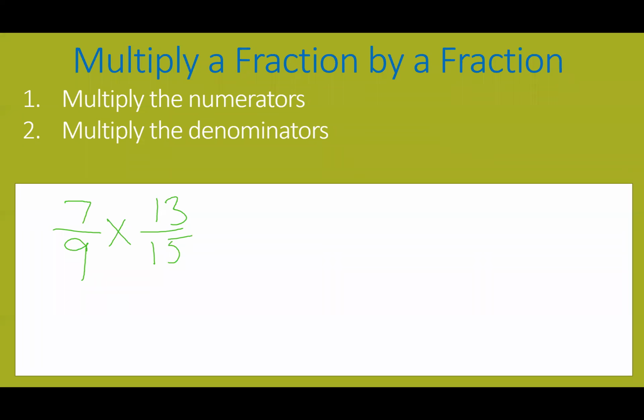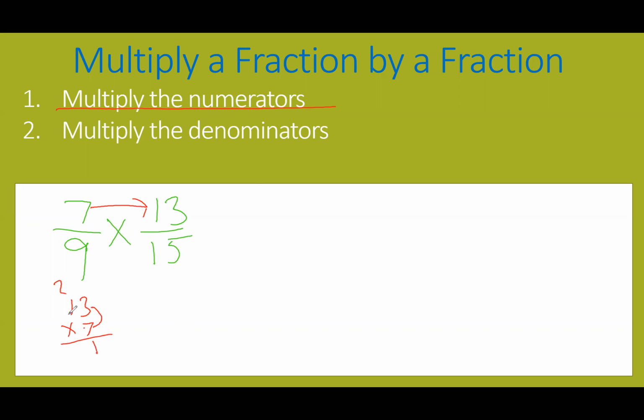Okay, let's see what we've got. Let me get my pen ready. Okay. So step 1, multiply the numerators, 7 times 13. And don't get intimidated by this. You guys can all do this, because you know 3 times 7 is 21. And you know what 7 times 1 is? It's 7. Plus 2 is 9. So the answer is 91.